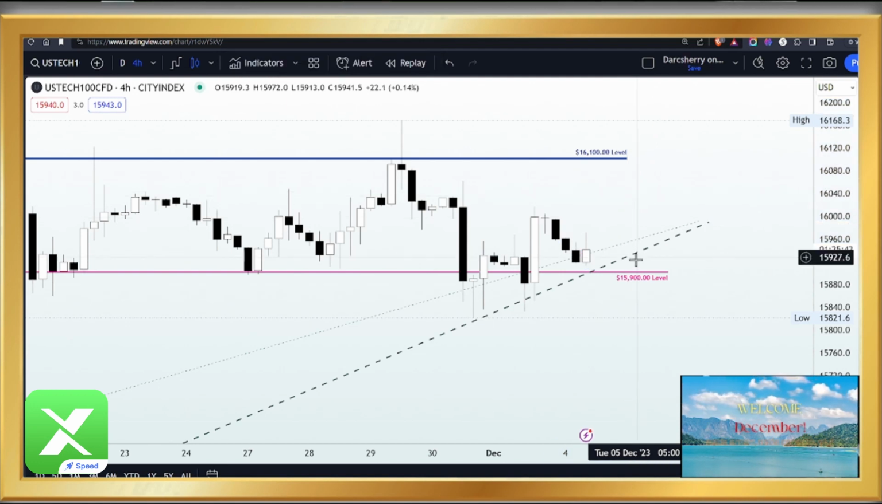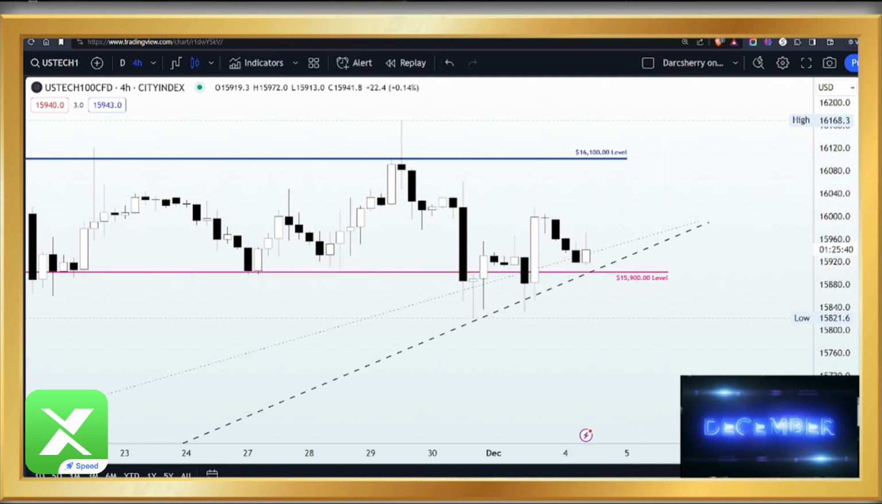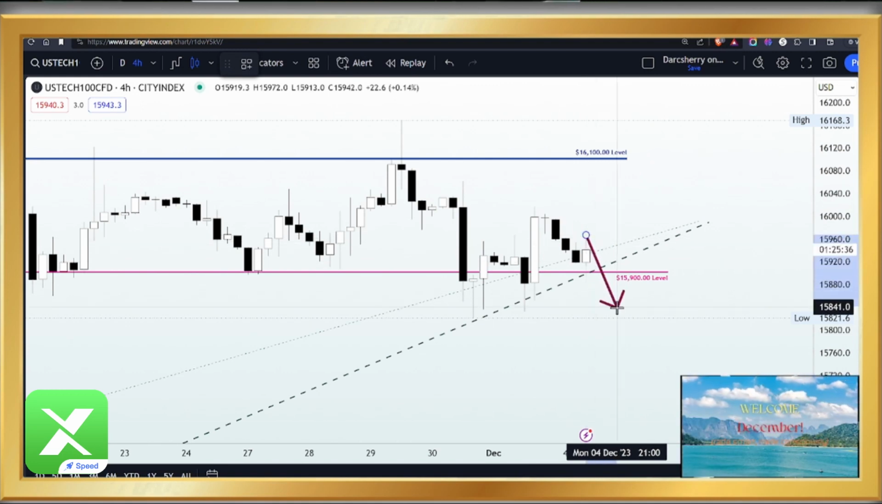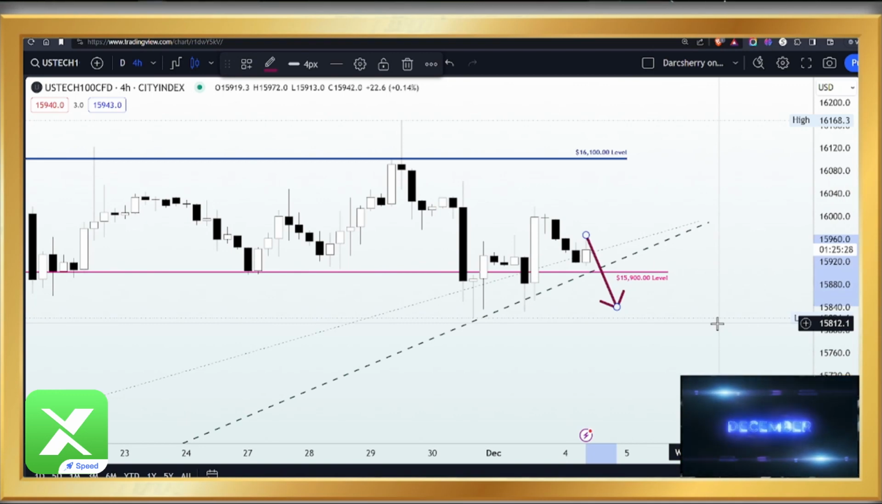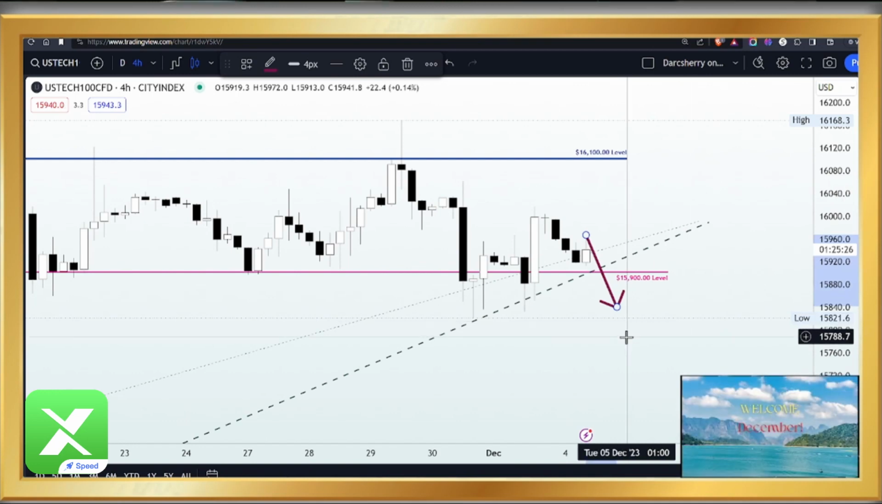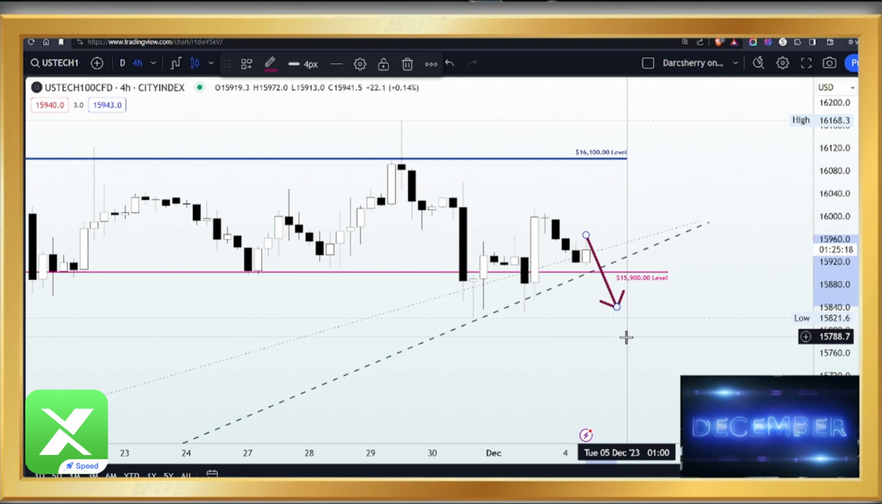Or are we going to be having a situation where price will be breaking down both the ascending trend line and that key level at the 15,900 area? Now, if price will break down the ascending trend line here, this will be the first time price will be breaking down that structure in the last 7 to 8 weeks, and that's going to be a significant signal that we may likely be going to the downside.